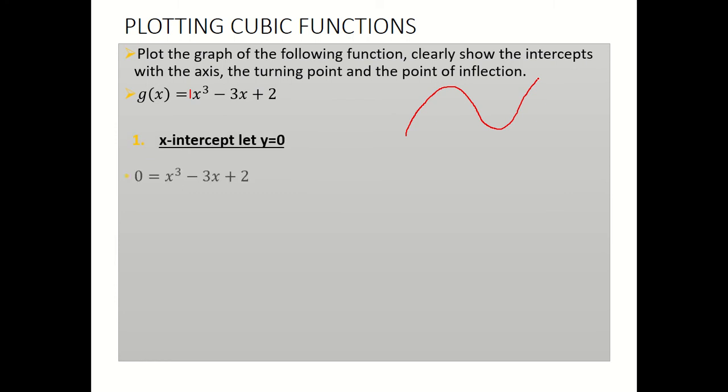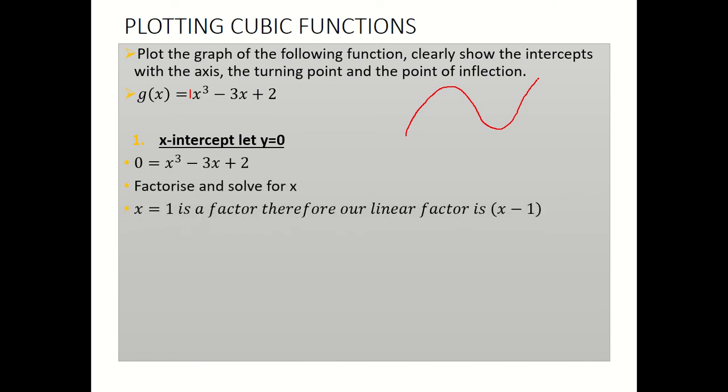Now your x-intercept, take the original equation where there's y, substitute 0. You'll realize that where there's g of x, I simply substituted 0, and then you solve for x. Okay, this is an equation, it's a cubic equation. Find a factor. My factor is 1, meaning that if I substitute 1 into this equation, I will get 0, hence my factor will be x minus 1.